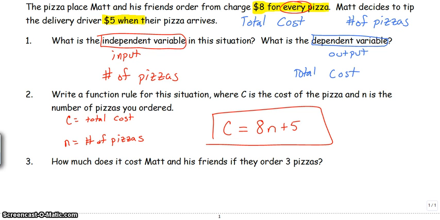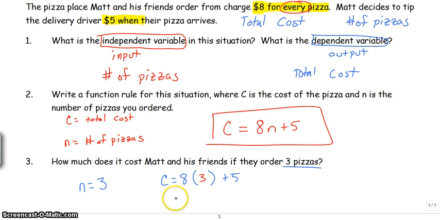The last step is, how much does it cost Matt and his friends if they order 3 pizzas? So this time they're telling us what n is. N is 3, and it's a matter of substitution. So we go back to our first couple chapters that we covered this year, and we substitute 3 in everywhere we see n. So C equals 8, I put parentheses instead of the n, and I substitute 3 in here.